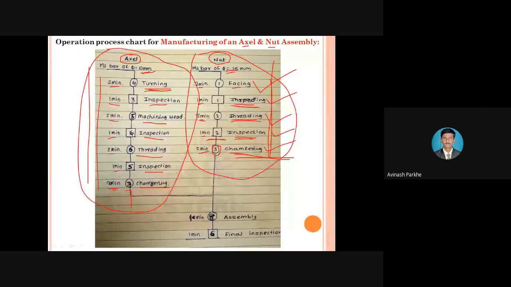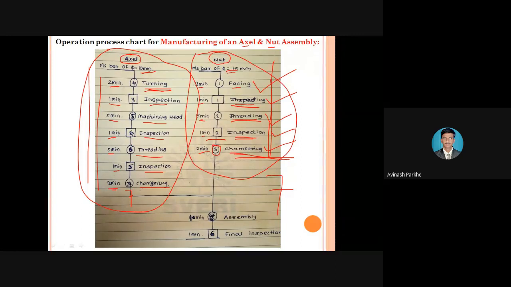But both the nuts and the axles are manufactured by the same machine, therefore the sequence of operation is not changed. Three operations are performed on the nut, and two inspections are performed on the nut. In total, how many operations are performed? Total you can see 7 operations are performed. Out of that, 3 operations are performed on the nut, and the remaining 4 operations are performed on the axle.